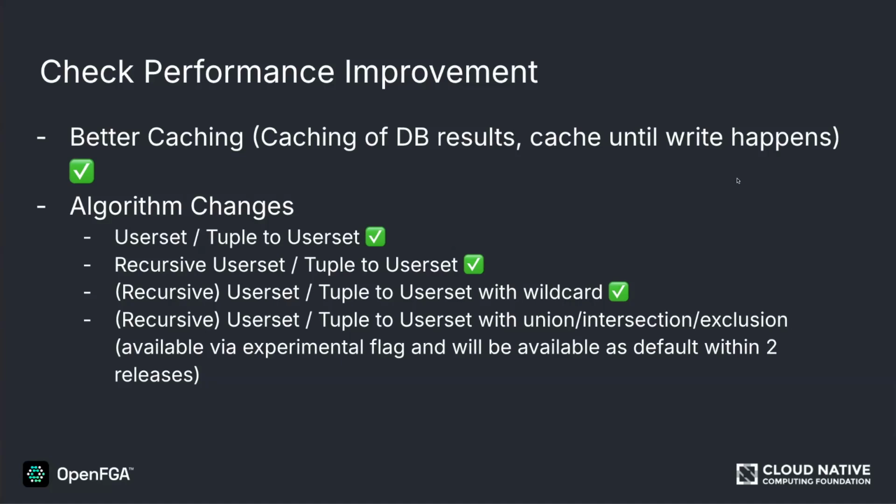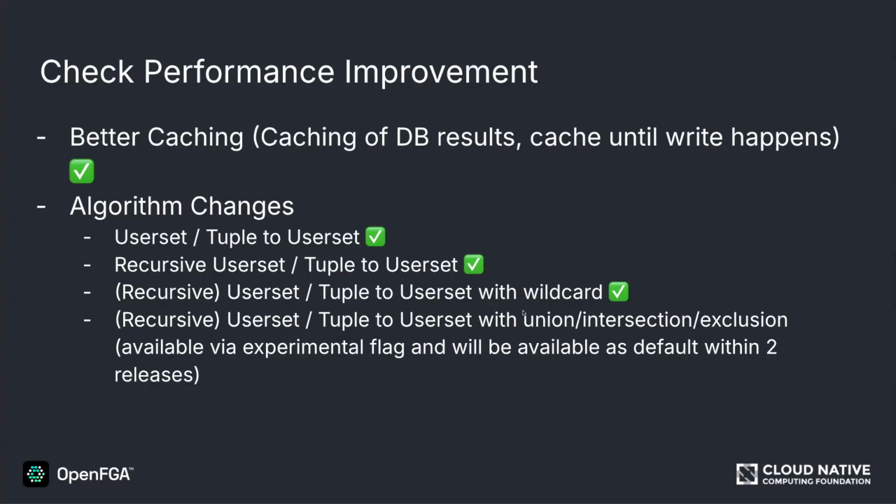We also made some changes in algorithms. We described in a few other meetings what the user set and tuple to user set constructs mean; they are different constructs in the model and are documented. There's a latest one that we haven't enabled by default yet, which is only enabled using an experimental flag. We are already using it in our SaaS product successfully, so we're going to enable it by default soon in one of the next releases. And you'll see significant changes in some scenarios, depending on the model.